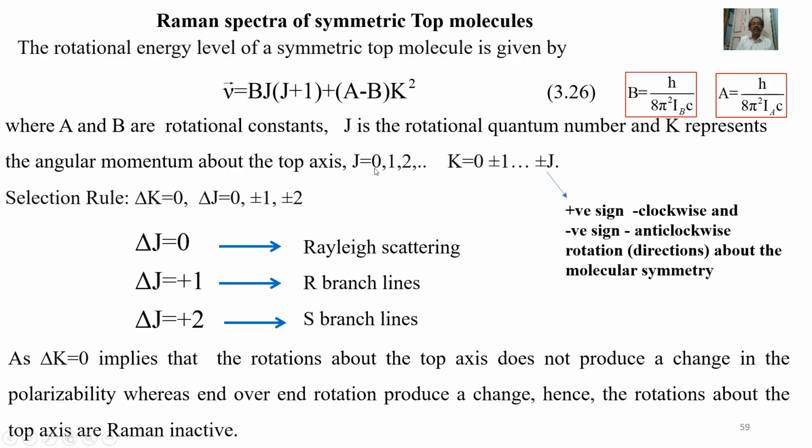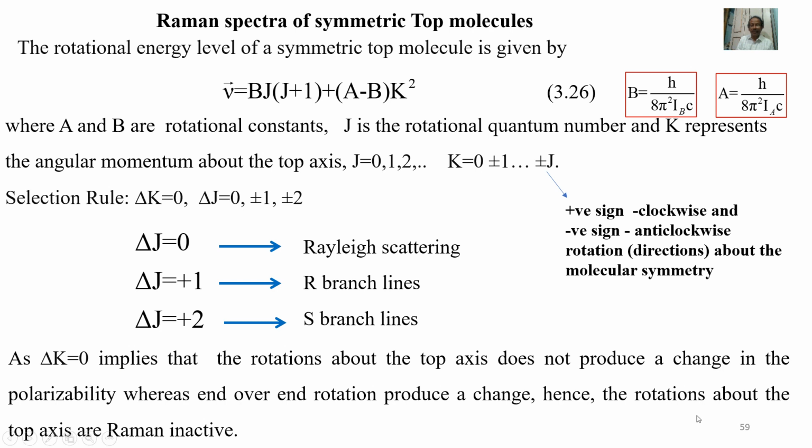The selection rule: J equals 0, 1, 2, and K equals 0, plus or minus 1, up to plus or minus J. The plus sign indicates the clockwise direction, and the minus sign the anti-clockwise direction about the molecular symmetry axis. The selection rule is del K equals 0 and del J equals 0, plus or minus 1, plus or minus 2. Del J equals 0 represents the Rayleigh scattering. Del J equals plus 1 represents the R branch lines, which are Raman lines, and del J equals plus 2 gives the S branch lines, again Raman lines. Del K equals 0 implies that rotation about the top axis does not produce a change in the polarizability, whereas end over end rotation produces a change.